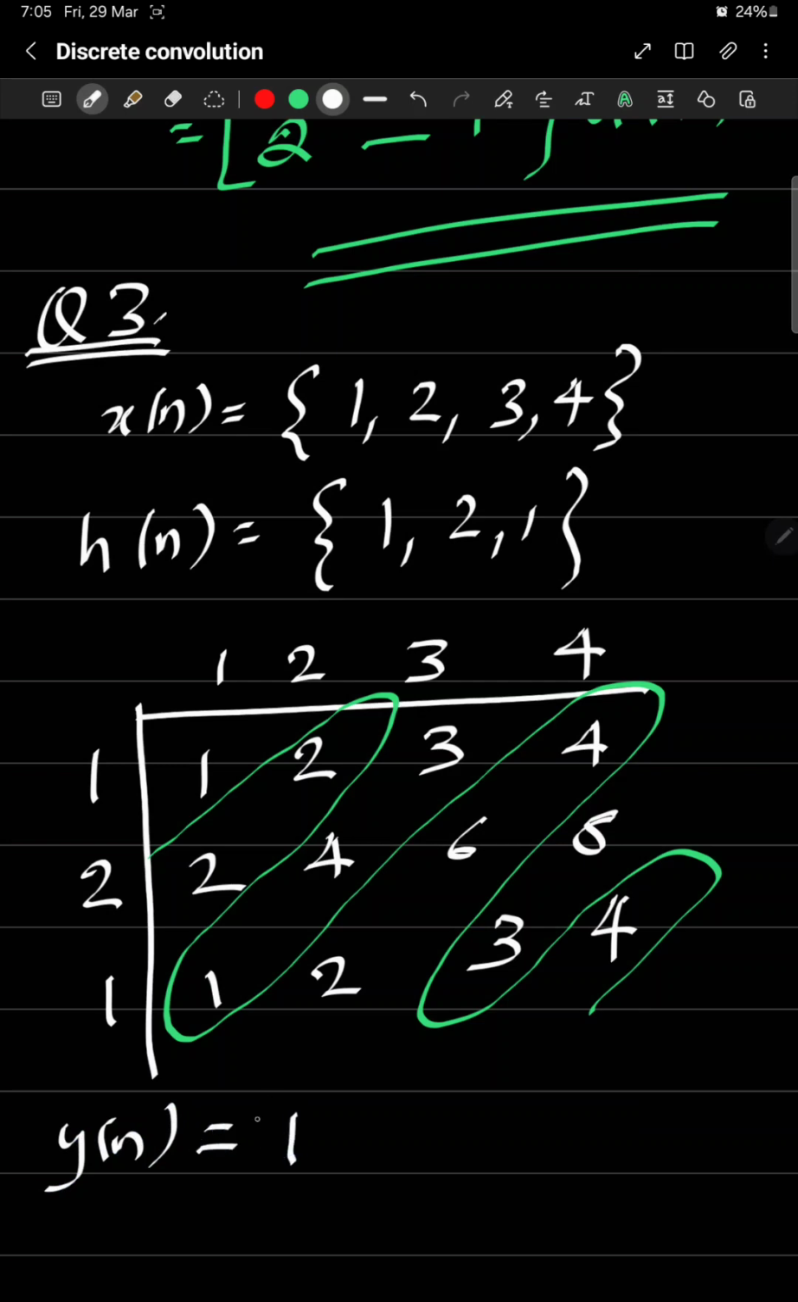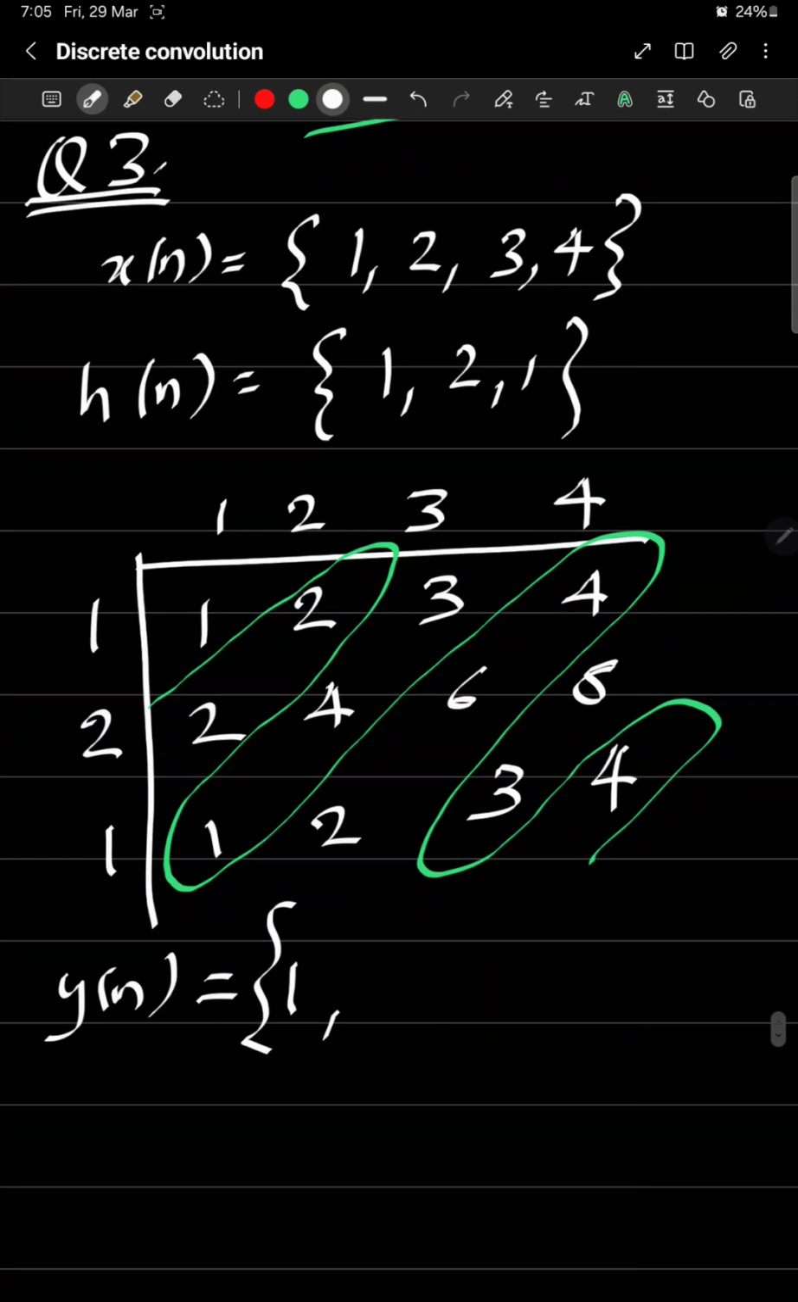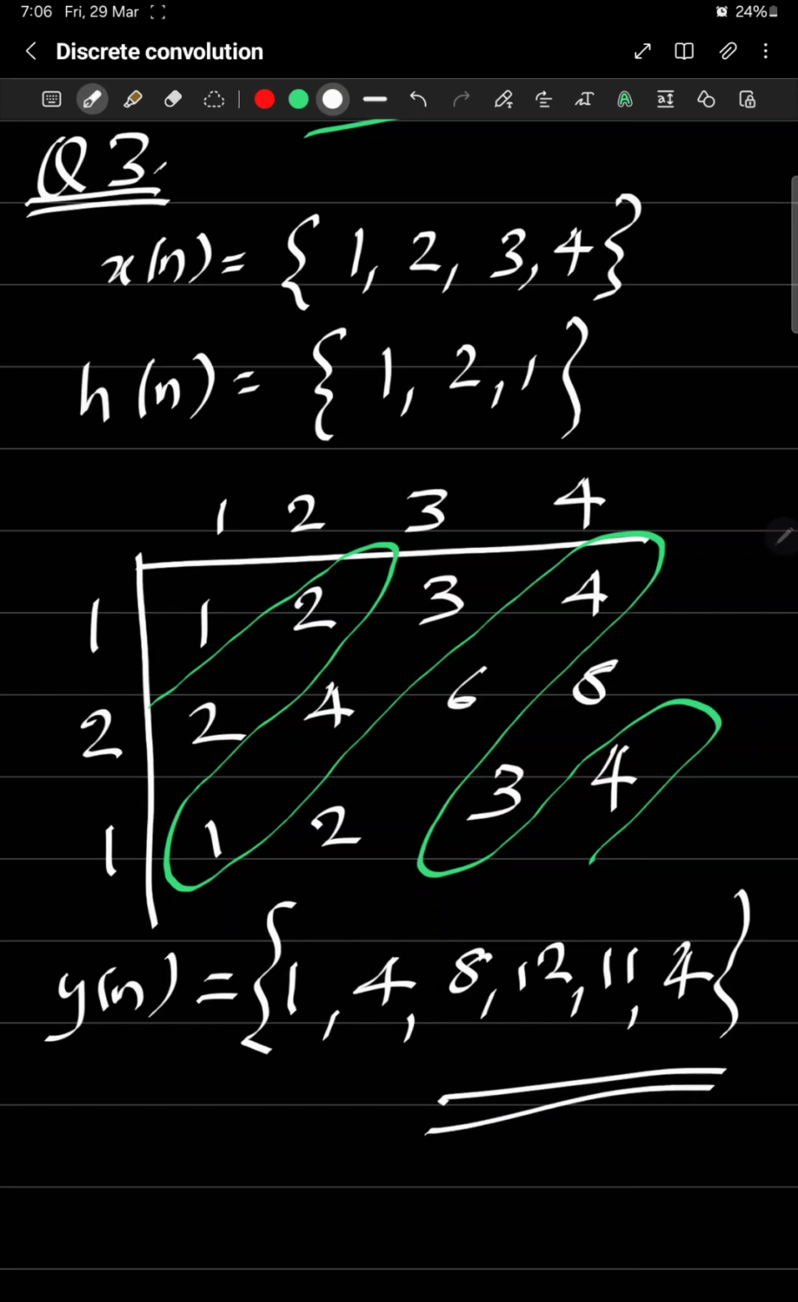Okay, so once you complete this, you can simply write y of n as first element will be 1, second element will be sum of these two, 2 plus 2 4, third will be 4 plus 3 7 plus 1 8, next 6 plus 4 10 plus 2 12, 8 plus 3 11, and last element will be 4. So this will be the result.